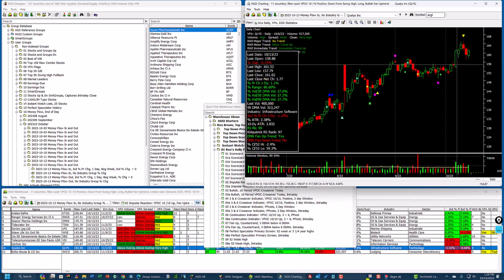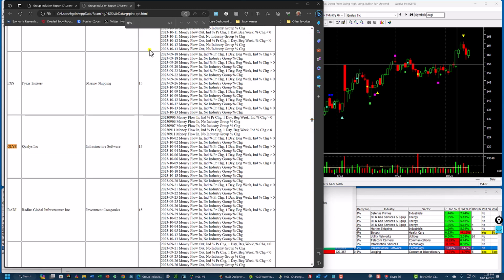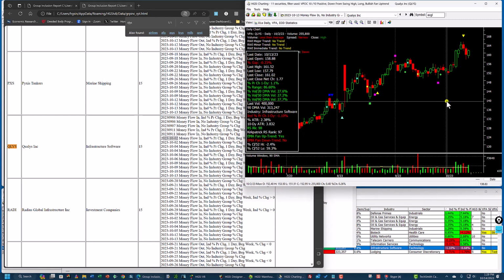Let's, just out of curiosity, QLYS. I'm going to bring up that group inclusion and QLYS. Let's see when the money started flowing into this one. Well, clear back in September, on the 6th, and then in October on the 2nd. So let's look at October 2nd here. Right there was the first time it showed up.